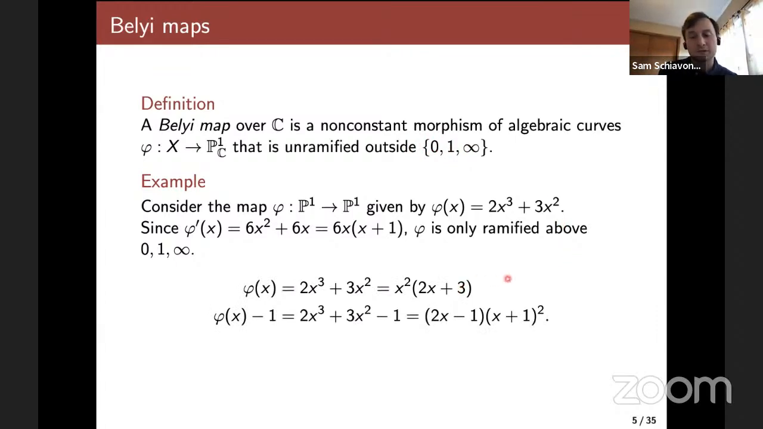And you can even see what the ramification type is above these points by factoring the polynomial. So if you factor phi, you get this factor of x squared, meaning there's a point of ramification index 2 above 0, and also a simple point of ramification index 1. And if you factor phi minus 1, again you get this quadratic factor. So again, you have ramification type 2 and 1. Okay, so here's our first example of a Belyi map.